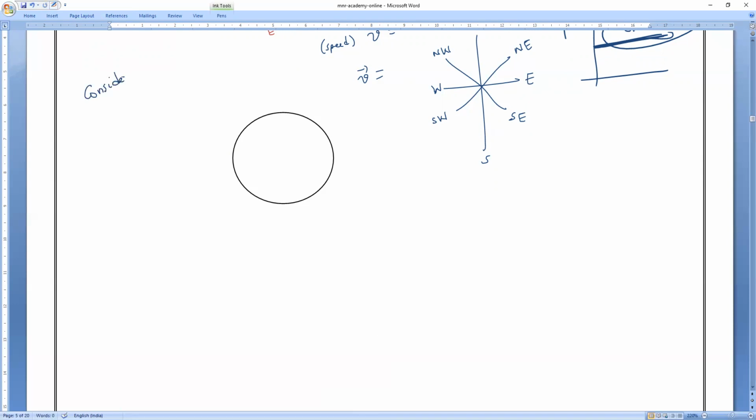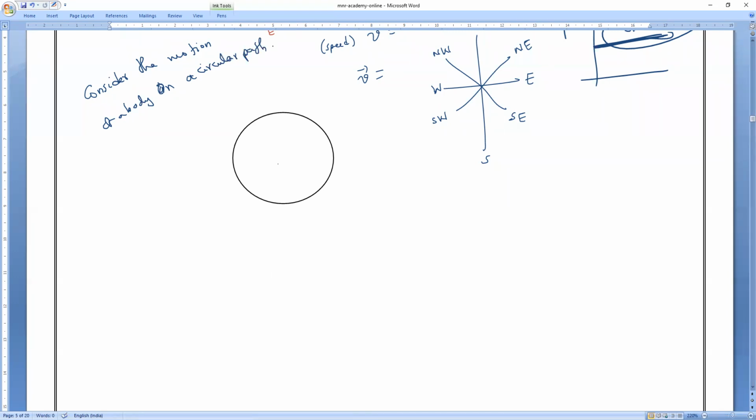Consider, let me take Agalya now. So consider Agalya is in the motion of a body. Motion in what path? Motion of a body in what, guys? In a circular path, on a circle. Are you all clear? Understood or not? Circular path.